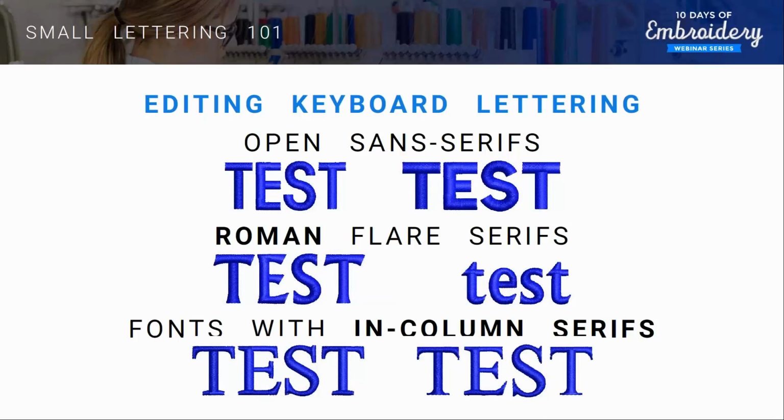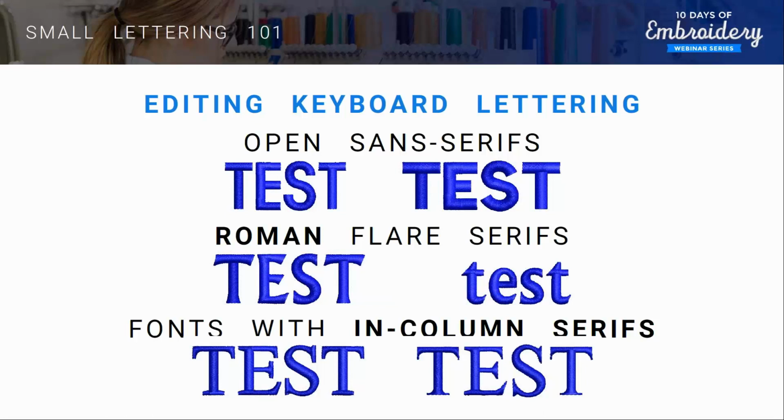or you're going to end up eliminating them or editing them. Whereas on the right-hand side, if you have a font with in-column serifs, like the one you see on the right, those serifs are just long stitches that are pulled from the width of the column, and all you have to worry about is the main width of the column stitch itself to make sure that it ends up at that 1.2 millimeters.